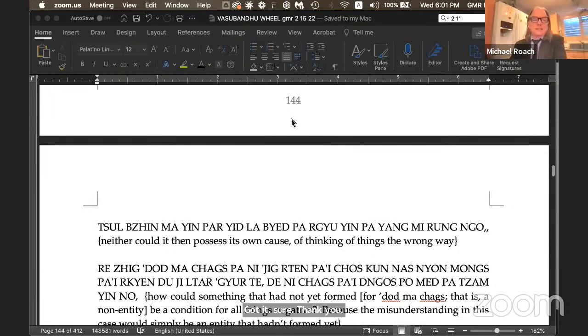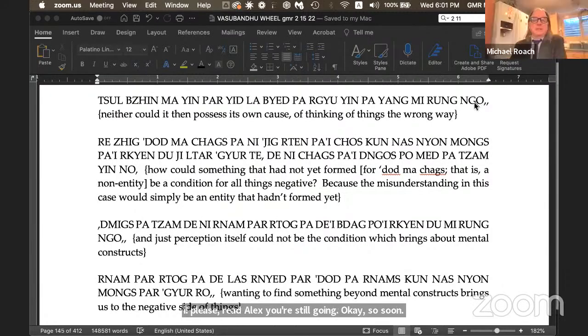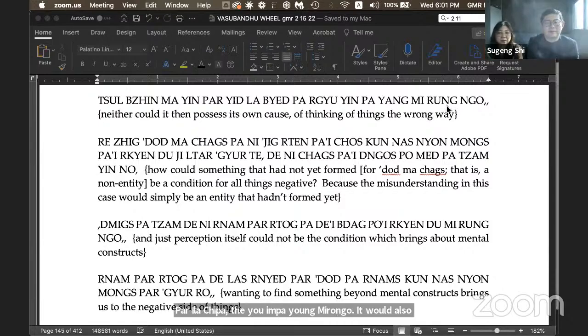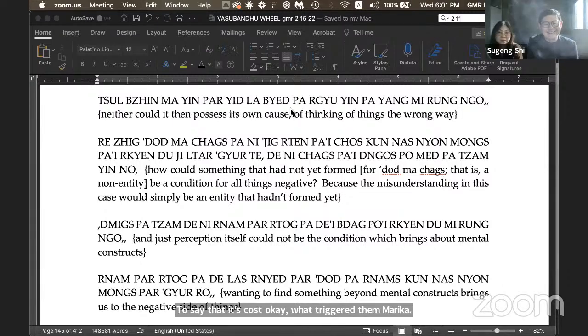Please read. Alex, you're still going. It would also be mirunga. What's that mean? It would be inappropriate. Correct. It would also be incorrect to say that it's caused. What triggered the marikpa? Looking at things the wrong way.